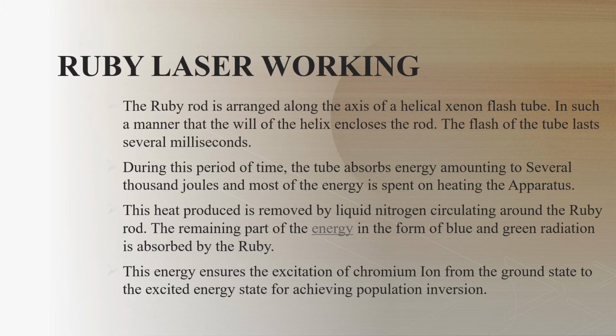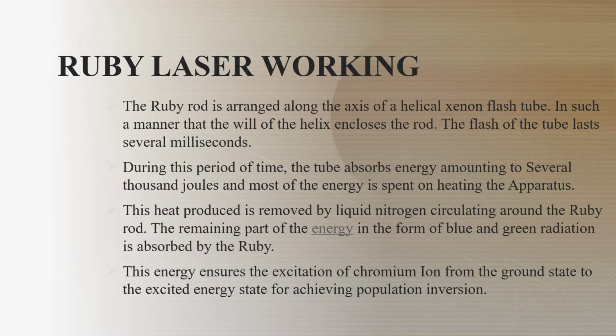Ruby laser working. The ruby rod is arranged along the axis of a helical xenon flash tube in such a manner that the coil of the helix encloses the rod. The flash of the tube lasts several milliseconds. During this period of time, the tube absorbs energy amounting to several thousand joules and most of the energy is spent on heating the apparatus. This heat produced is removed by liquid nitrogen circulating around the ruby rod.